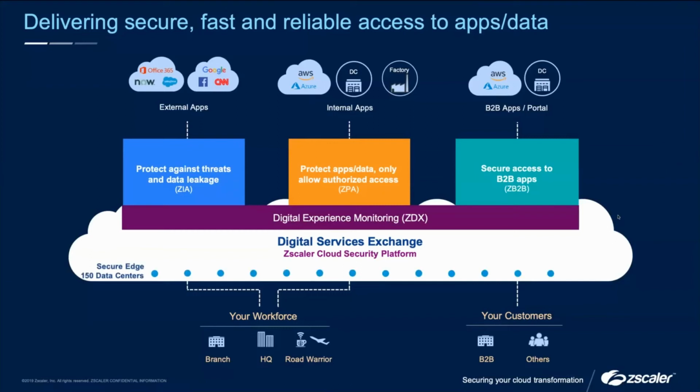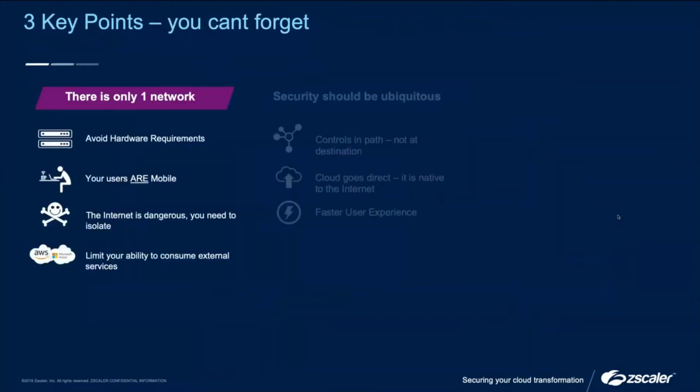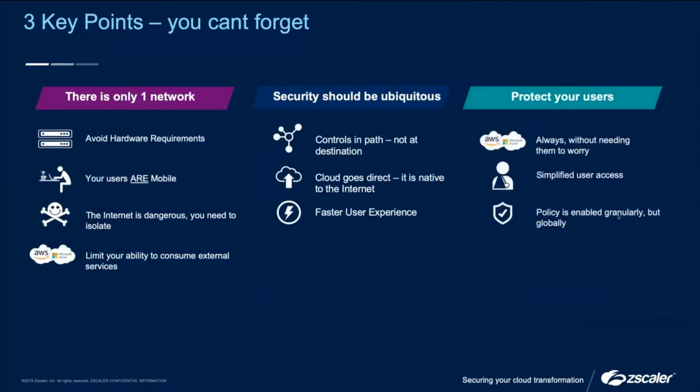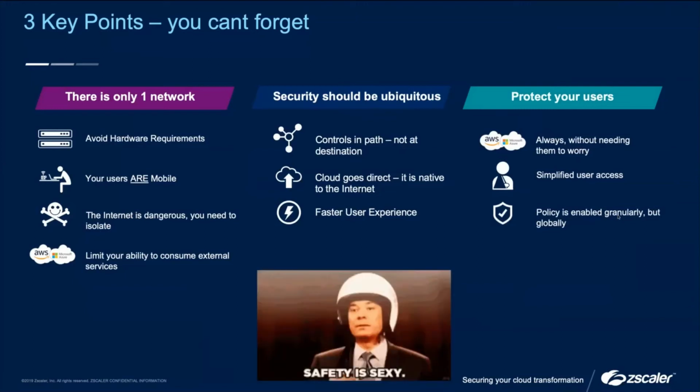All right. With that being said, the three things I ask you to remember: there should be only one network, that is the internet, nothing more. Your security should be ubiquitous. Your users should have the same security, whether they're on network or off network. They should always be secure. And finally, we have to protect them, not just from the internet, but also physically when they're at home and also in their health. So we need to make sure we drive the right attitude towards not only working, but their healthy lifestyles as well. So yeah, safety is very sexy, as it says here.